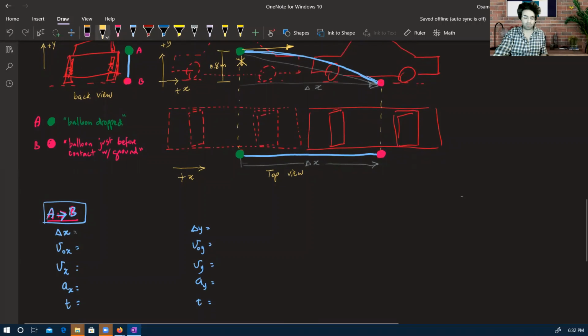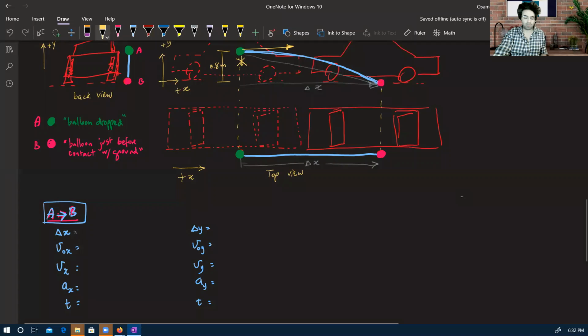The X component of the displacement, I don't know, right? Because that's how far the balloon got from here to here. That's not given to me, so I don't know what that is. The X component of the initial velocity, well, maybe we could do the displacement together, the initial velocity together, the final velocity together, and so on. So let's do that. The X component of the displacement, we don't know.